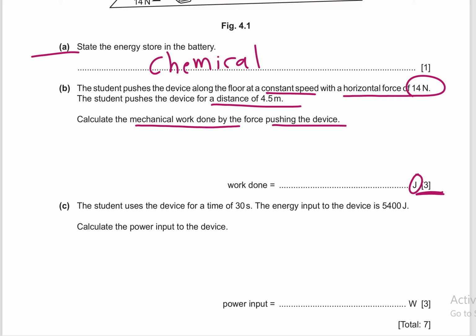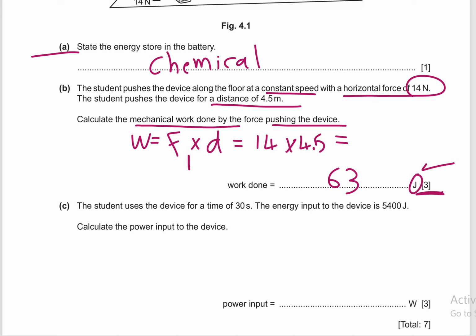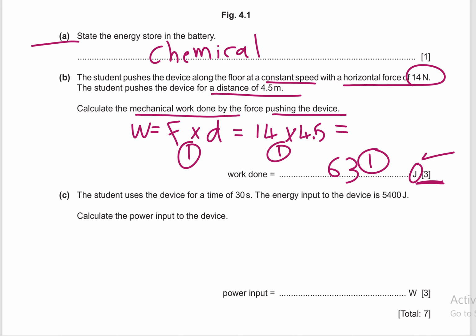This means that I have to put the formula: work equals force applied multiplied by distance traveled, which means 14 Newton multiplied by 4.5 meter. Okay, I multiply these two numbers, I will get 63, and the unit is already given, 63 joules. So you'll get 1 mark here, 1 mark for substitution, 1 mark for the answer.